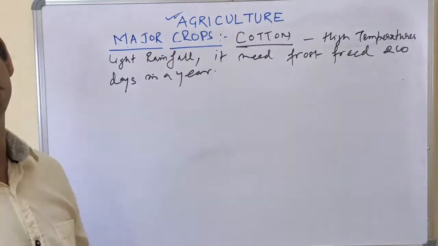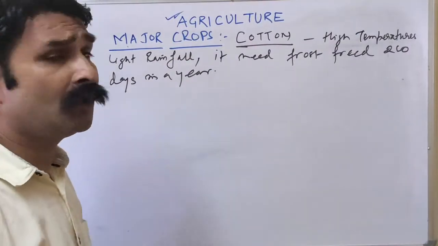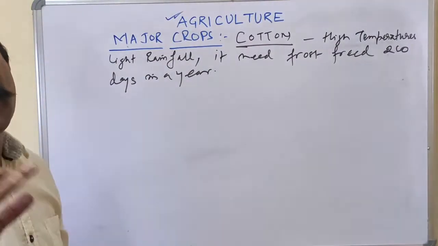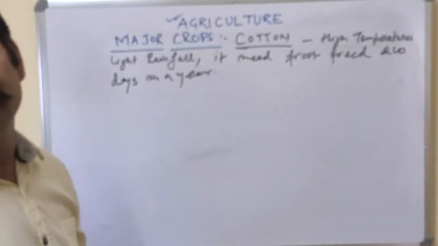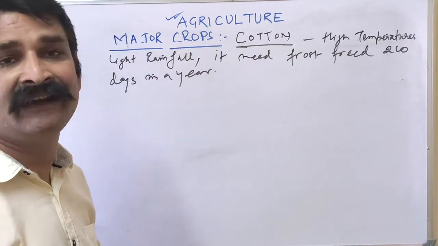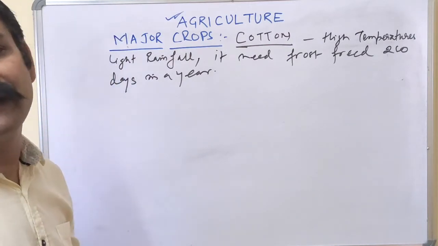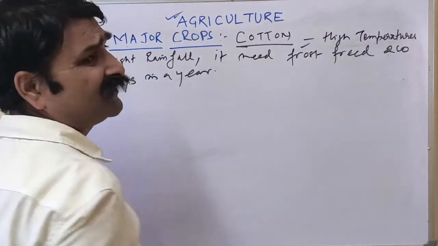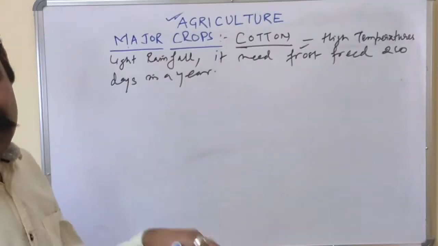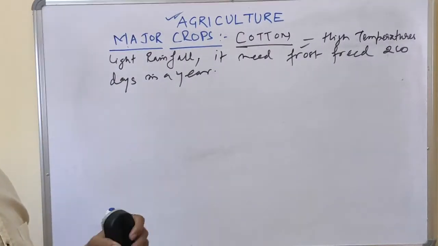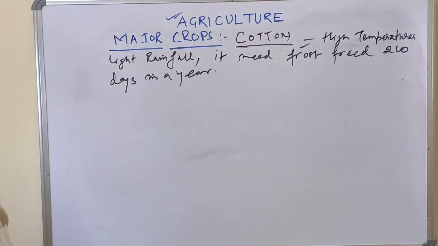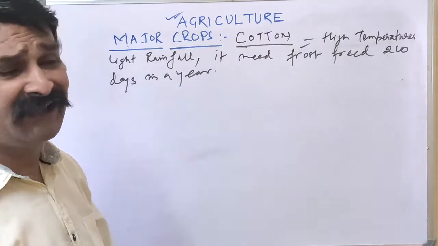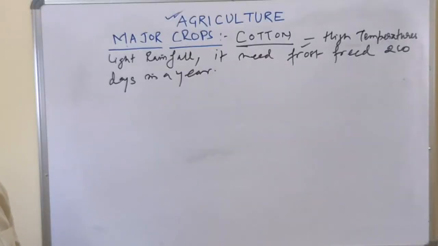Frost is very harmful for the cotton crop, and when cotton is cultivated, it needs 210 frost-free days. And you must be doing that during night. There is a lot of frost in some areas, and that frost damages the cotton crop, okay.